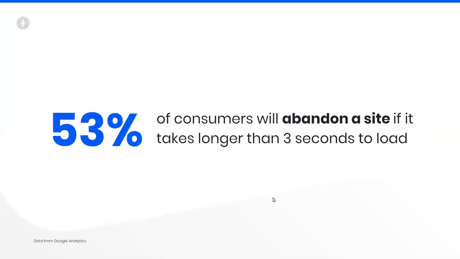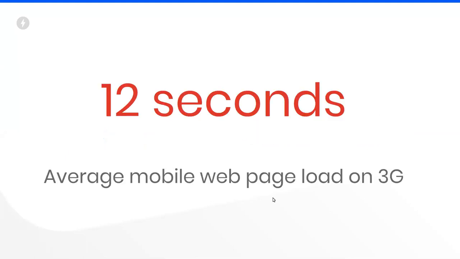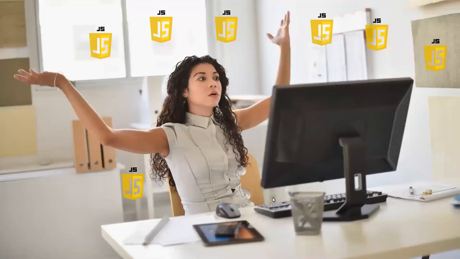In the general case, 53% of users will leave your website if the loading time is more than 3 seconds. In average cases, for 3G speed, the average timing is around 12 seconds. So you have to optimize the website. I need to optimize the JavaScript file and the CSS file, and also increase the performance with HTML, CSS and JavaScript code.